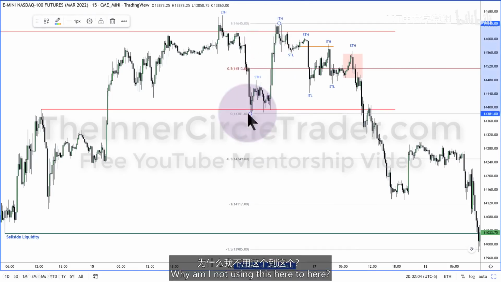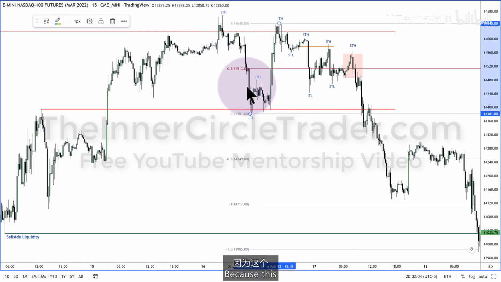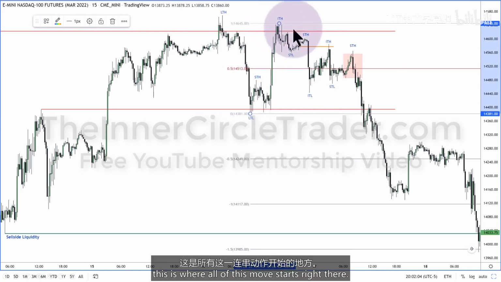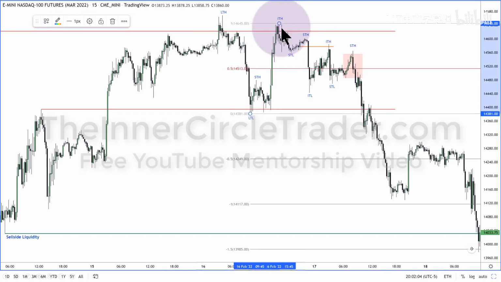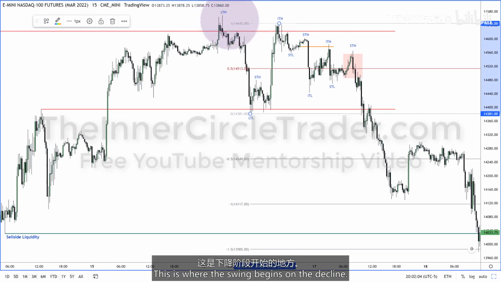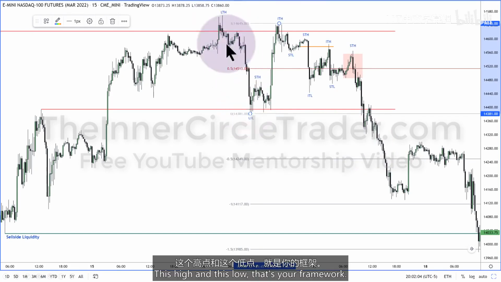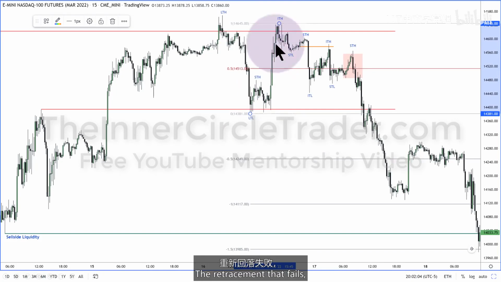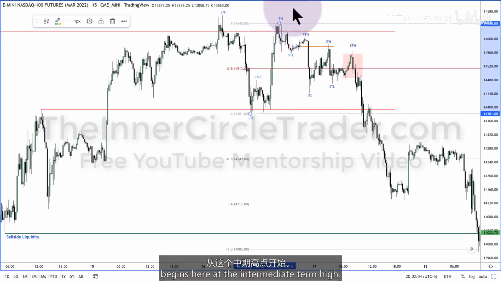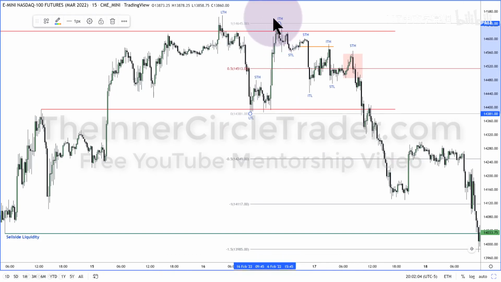Why am I using that? Why am I not using this here to here? Because this return back up, this is where all of this move starts right there. This is just the beginning of the framework. This is where the swing begins on the decline. Follow what I'm saying? I'll say it again. This high and this low, that's your framework. The retracement that fails, that starts the decline, begins here at that intermediate-term high.